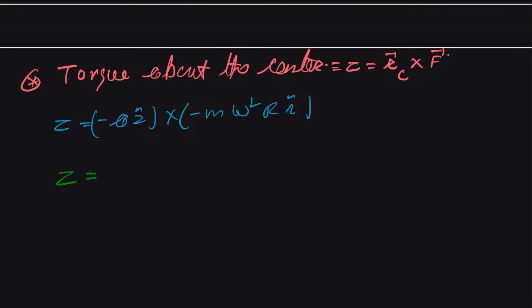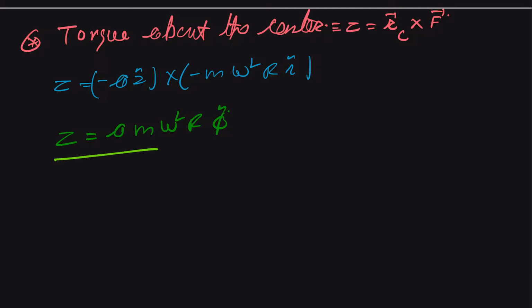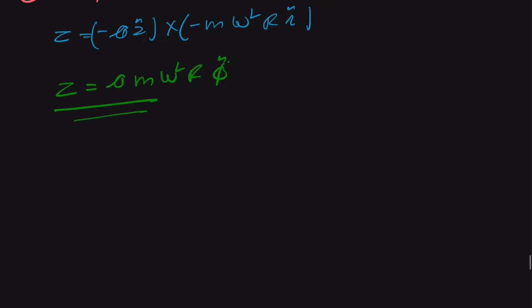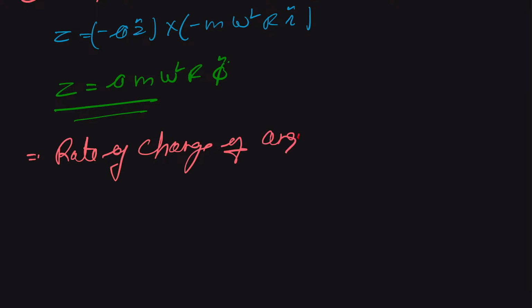So we get a torque is equal to A m omega square r, and this comes as a phi unit vector. So this is our value for torque, and now we can easily find out the rate of change of angular momentum.